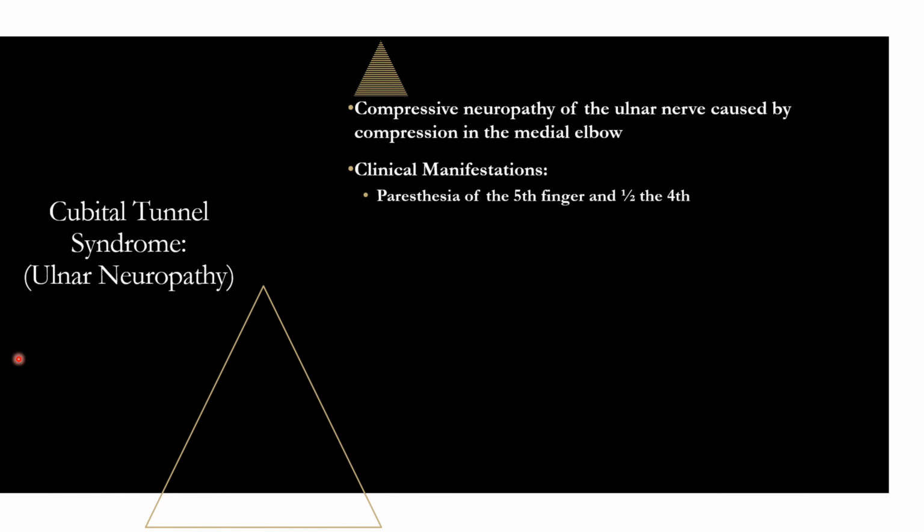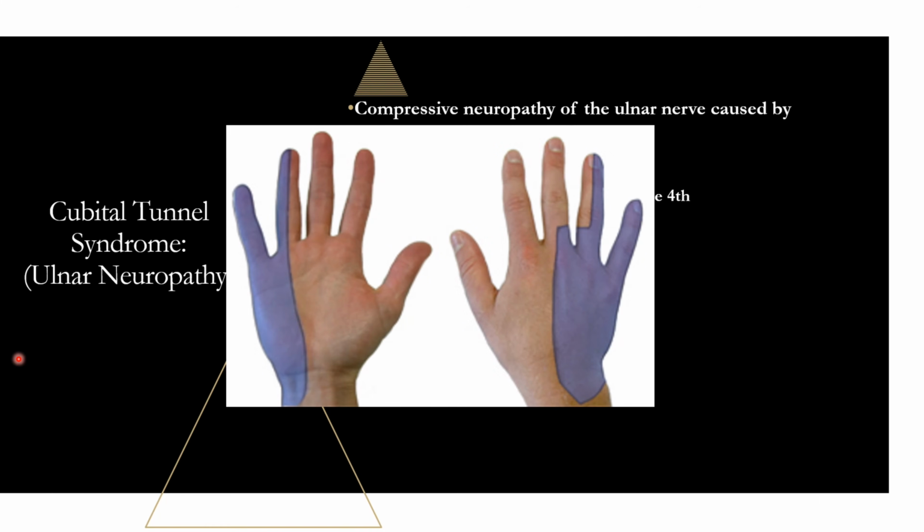It's going to be paresthesia of the fifth finger and half of the fourth. We can take a look here. This is going to be numbness and tingling in the ulnar nerve distribution, which is the most common complaint. So paresthesia of the small finger and then the ulnar half of the ring finger. It's also possible to have pain radiating down from the elbow, but usually what you're looking for is paresthesias in the little finger and half of the ring finger. That's the key here to remember.